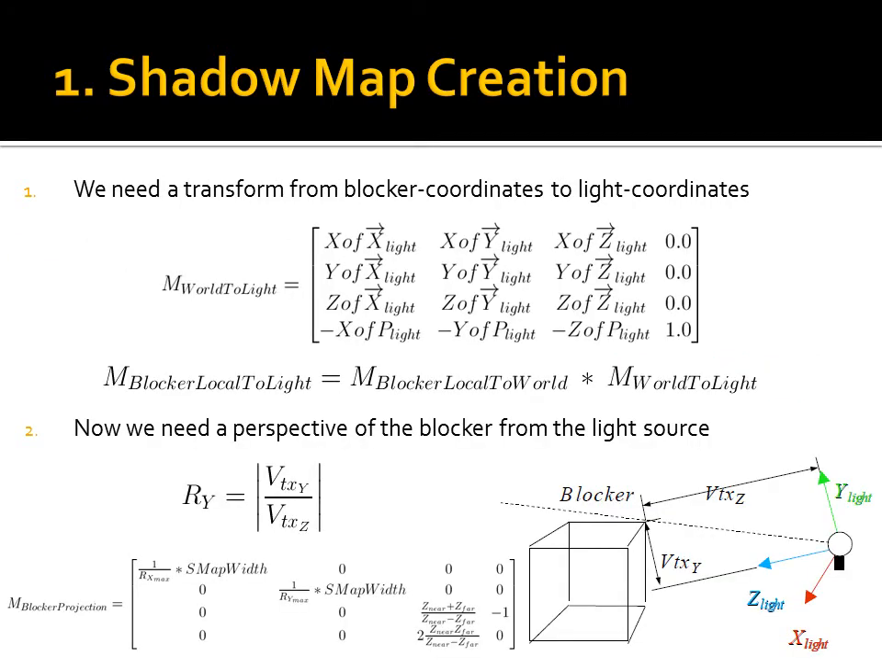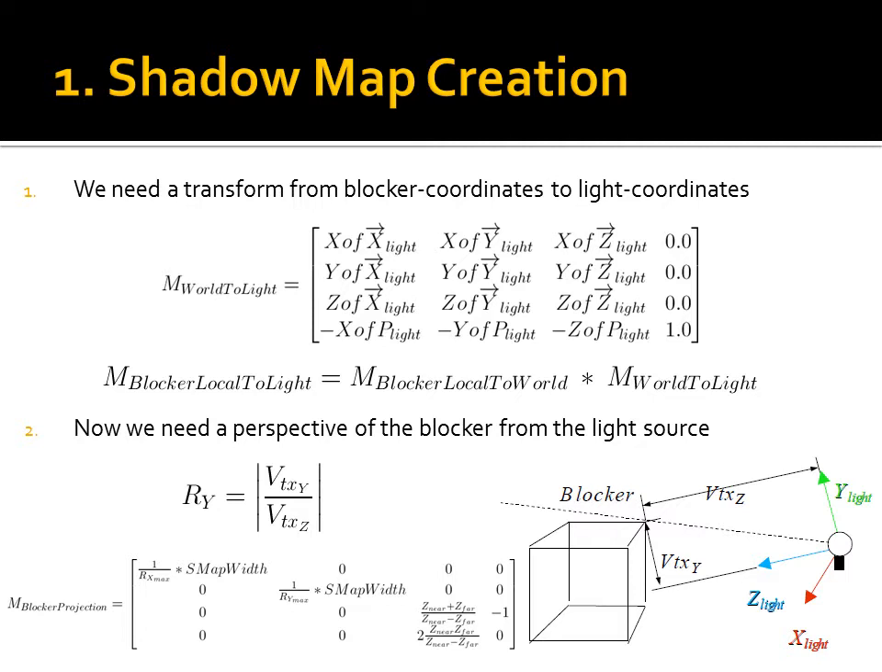So what we need is a transform to transform all the vertices from the blocker coordinates to the light coordinate system. You can take just one transform and apply it to the blocker vertices, and you end up with the same vertices in the light coordinate system. Here we have the world to light transform, and this will convert any point in the world coordinate system to a point in the light coordinate system. So we can take the transform from the blocker coordinate system to the world, multiply it by this to get the world to light transform, and that'll give us a blocker local coordinate system to light coordinate system.